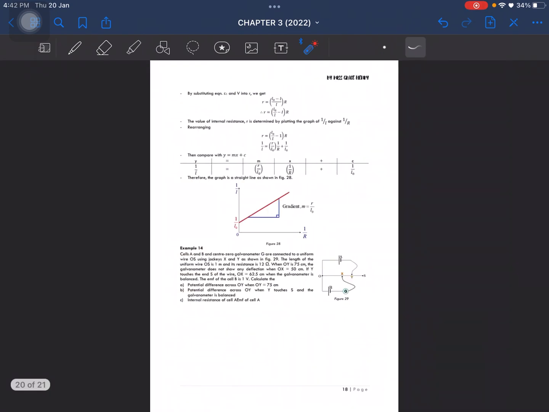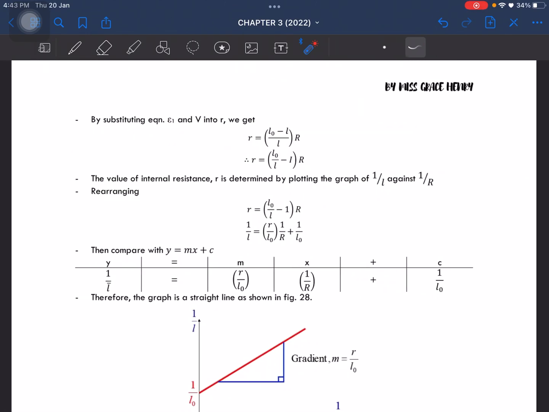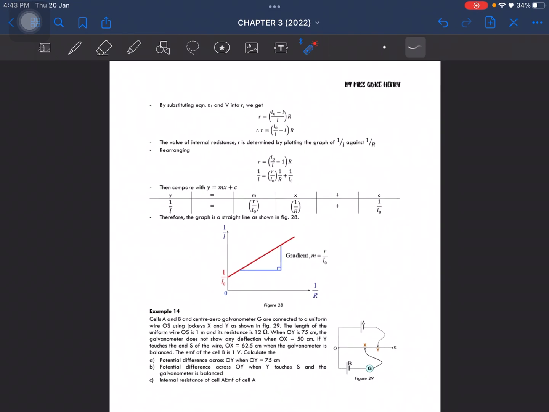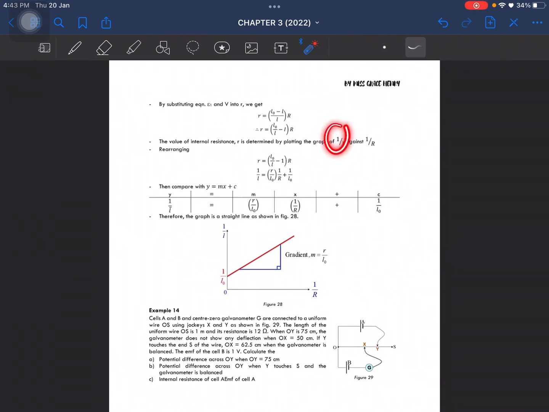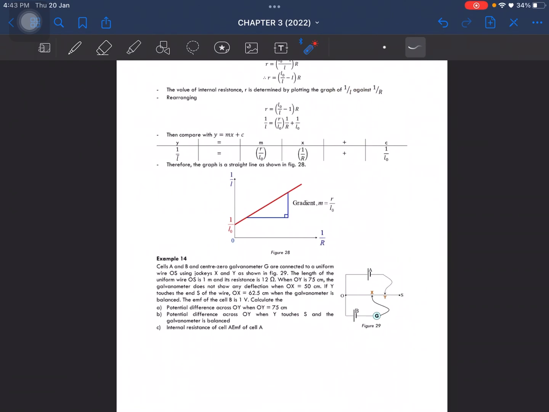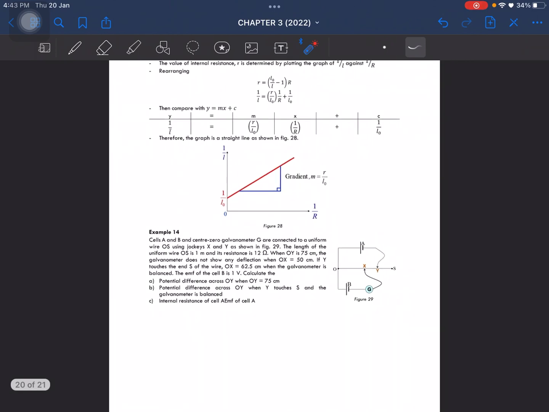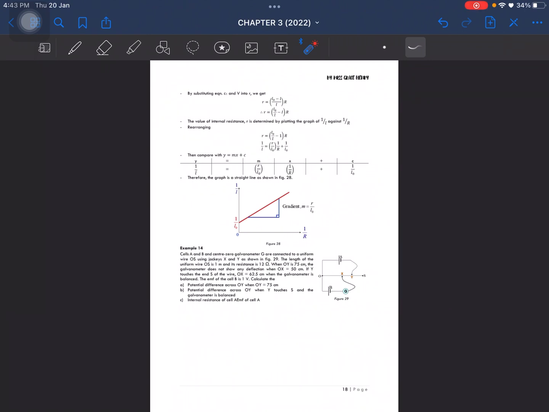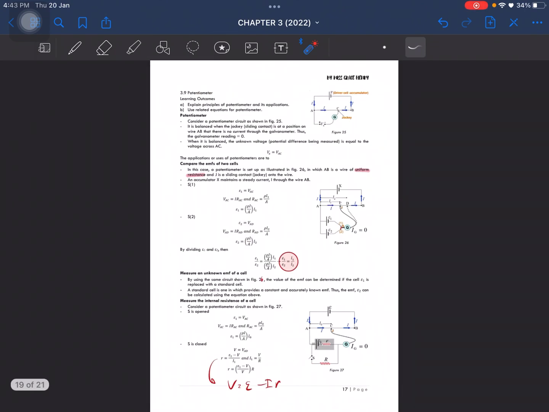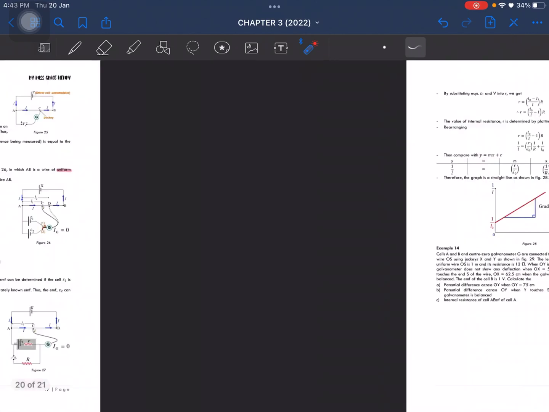You will understand this more when I start explaining the examples. When you substitute equation E1 and V into the internal resistance formula from earlier, you'll get this one. We can then calculate it by plotting a graph of 1 over V against 1 over R. So we'll get this one. The gradient will tell us the internal resistance divided by the original length. You'll understand it more when I start doing examples.